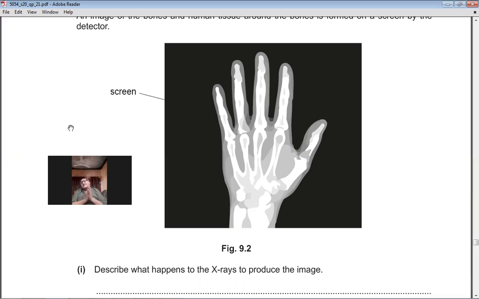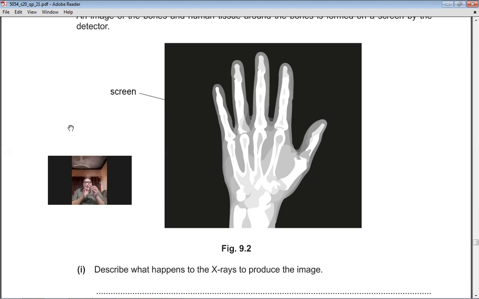When X-rays reach the detector or the photographic film, wherever the X-rays fall on the photographic film or the detector, that portion will become dark. And where the X-rays will not reach, that portion will remain white. So through the flesh and through the organs and through the tissues, the X-rays will pass, so their image will be a little dark.